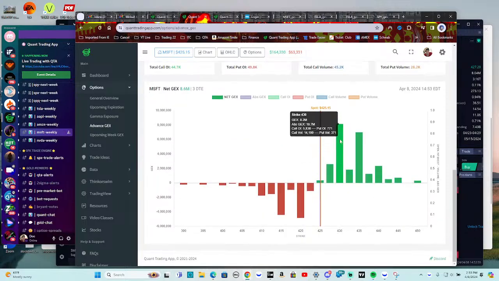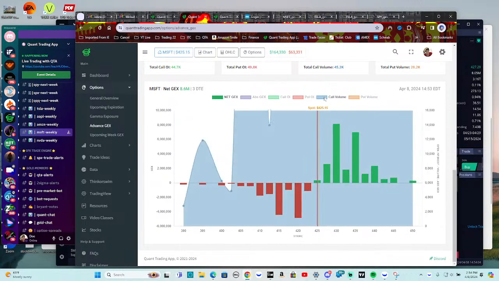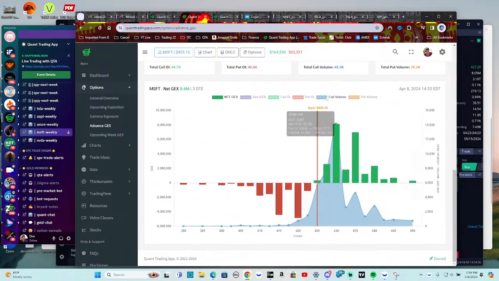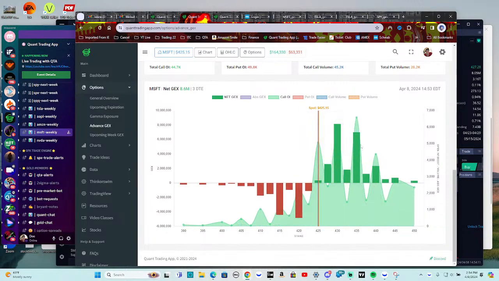So 430 is still the highest GEX on the screen. Where we are right now is the highest absolute GEX value for the call volume. Still 430, like we said on the GEX feed. But now we can check the call open interest. Open interest is a little higher.